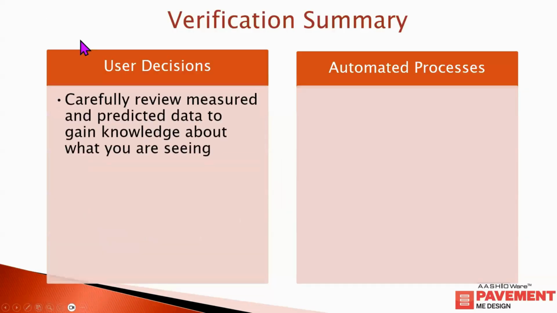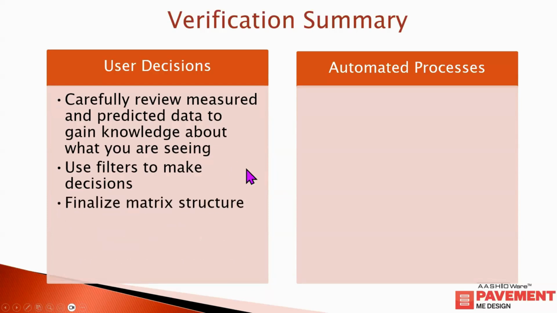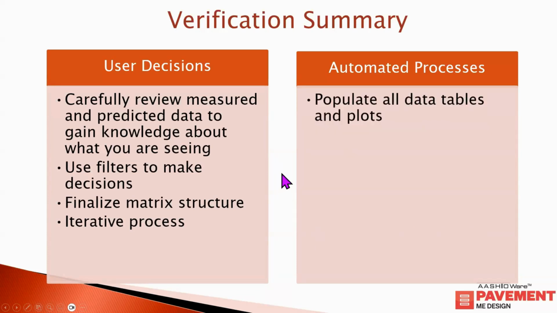So in summary, the user is looking at the data, deciding whether or not the statistics are acceptable, looking at filters to improve the statistics, and then finally coming up with what the final matrix structure is going to be if you want to go forward with the optimization of the calibration coefficients. And it is, as you noticed, an iterative process. So you can go through that multiple times.